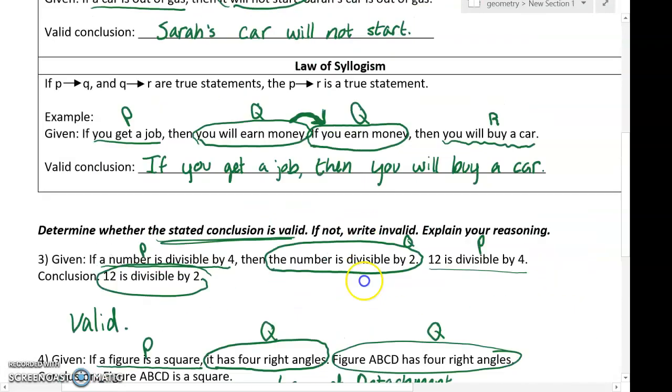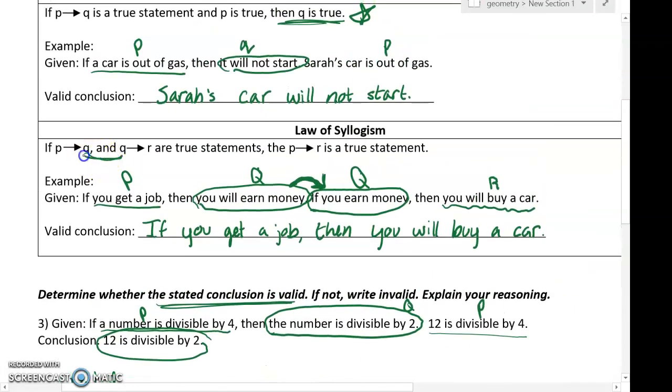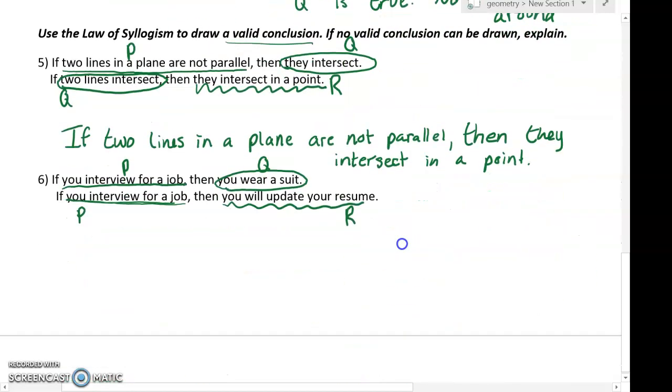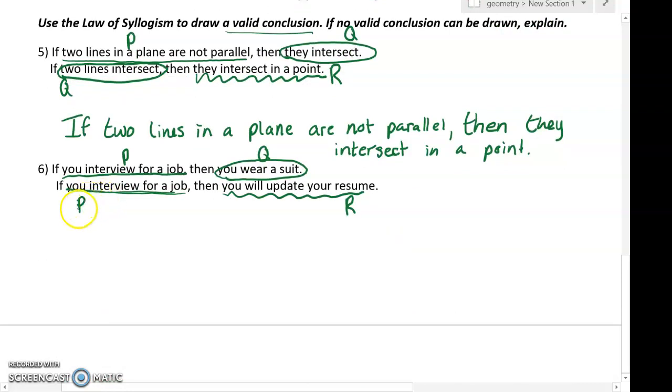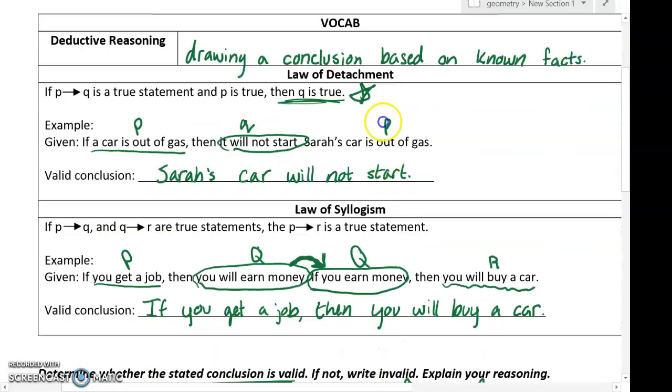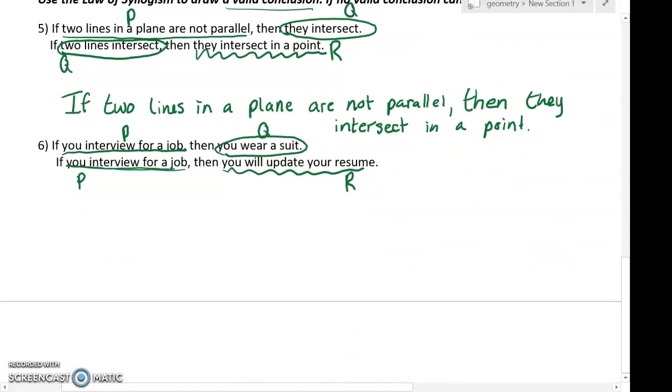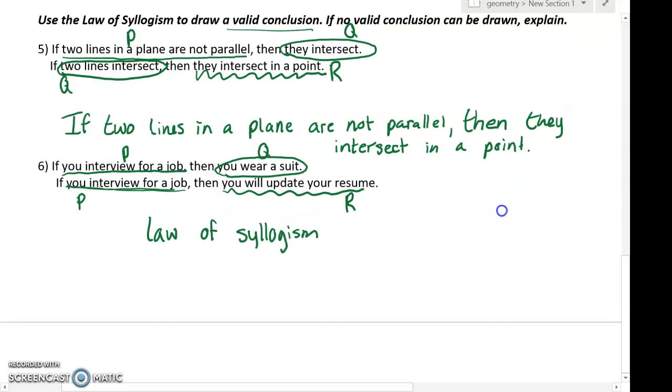But remember, law of syllogism said we have to have this Q in the middle here, right? It didn't say P, if P twice. So is this valid? It doesn't look like it from our definition, so it definitely isn't. We have to write exactly what our definition says. So law of syllogism tells us that since we didn't say if Q, we can't say if P then R.